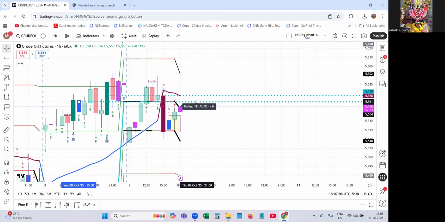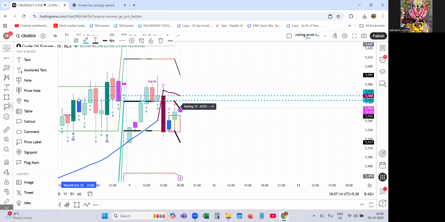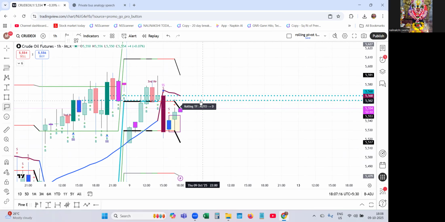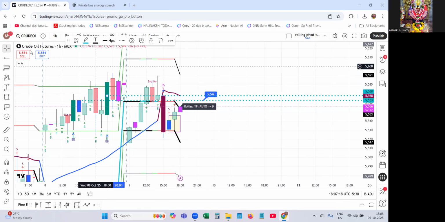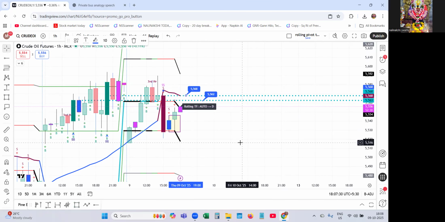This is your pivot. You can keep the alert at 5,563. Sometimes it may go a little bit more. For turning around, it needs space. So you can keep 5,568 as your turning around level.